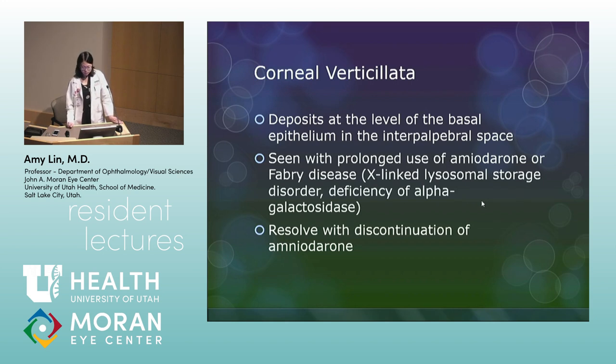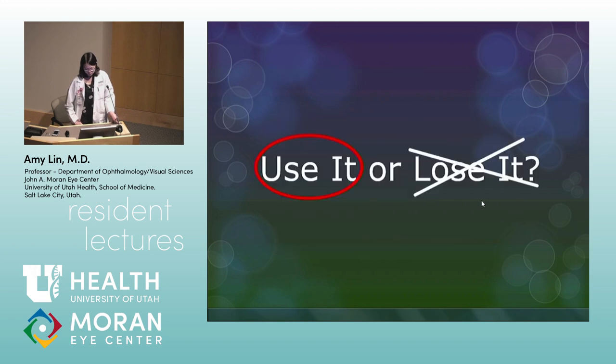So corneal verticillata are deposits at the level of the basal epithelium in the intrapalpebral space. It's seen with prolonged use of amiodarone. That's by far the most common reason. You can also see this with Fabry's disease, which is an X-linked lysosomal storage disorder, which is a deficiency of alpha galactosidase. Another fun fact for OCAPs. And corneal verticillata pretty much always resolve with discontinuation of the amiodarone. So, yes, we would use it.